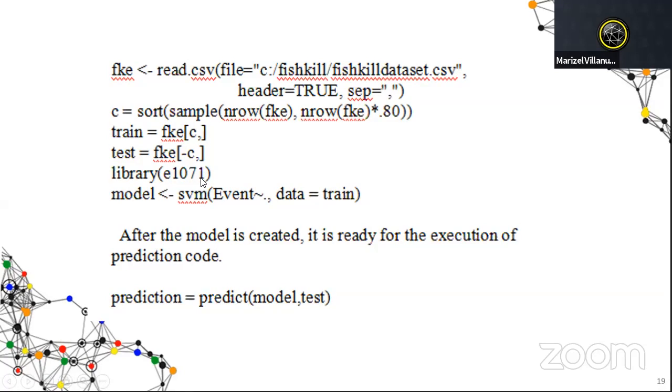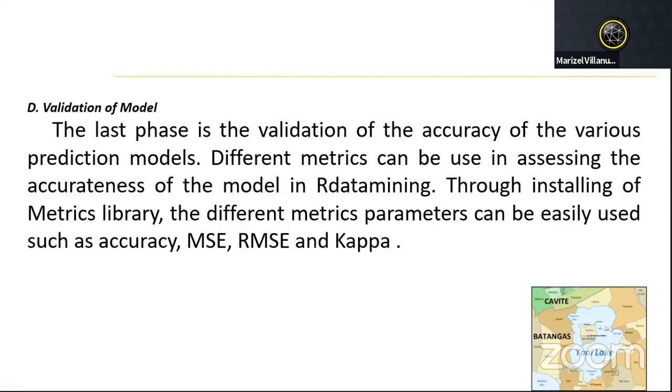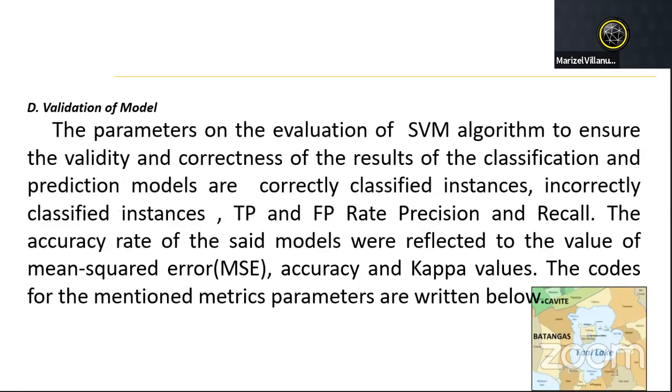And then I call the library e1071 to call the SVM. After the model is created, it's ready for the execution of the prediction code. The last phase is the validation of the accuracy. Different metrics can be used to assess the accuracy of the model. I've used the kappa, MSE, and accuracy in the study.